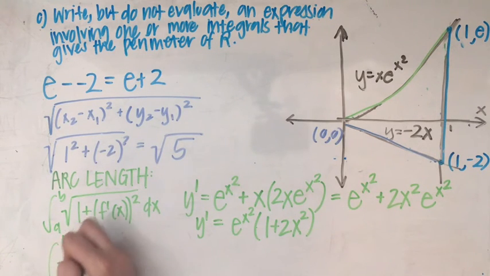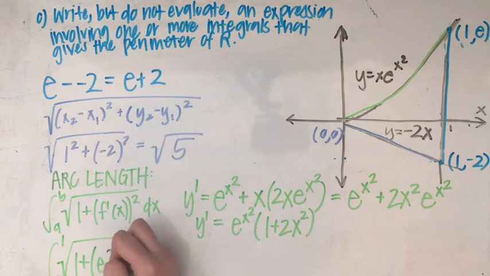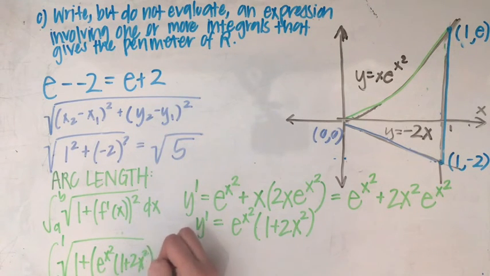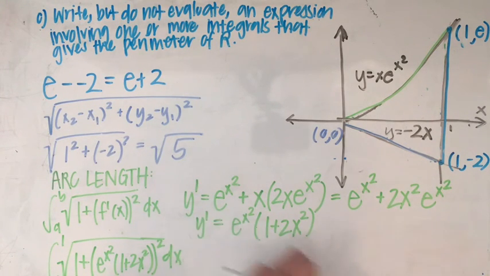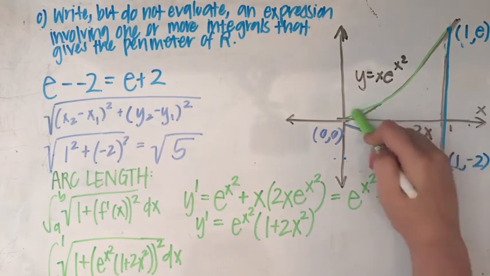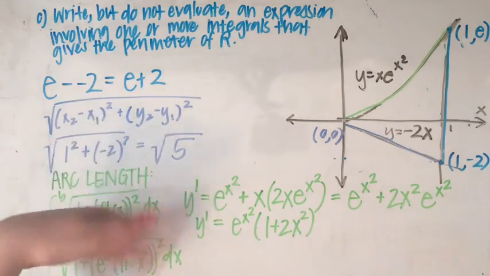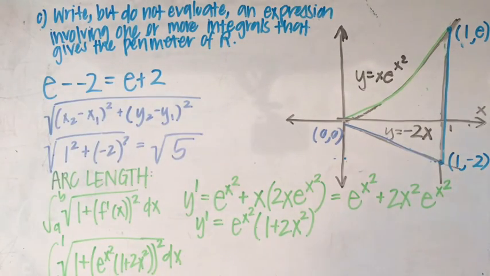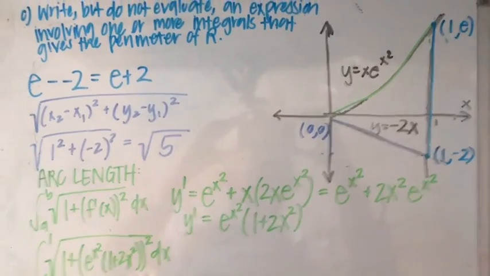Of the square root of 1 plus quantity e to the x squared times 1 plus 2x squared, squared, dx. And that's going to give us this length. But we can't just leave these all separate and have that be our answer.